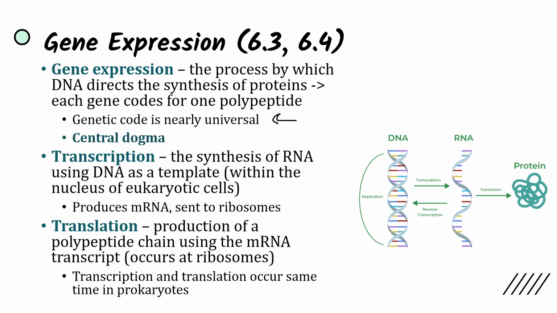And here we're going to be following the central dogma, which I brought up earlier. DNA is going to be replicated, transcription turns DNA into RNA, and RNA through translation becomes a protein. And so we're going to begin by talking about transcription, which is the synthesis of RNA using DNA as the template. And this happens in the nucleus, whereas in prokaryotes it's going to happen within the cell, but there's no nucleus there, and that's going to produce mRNA or messenger RNA, which is then sent to ribosomes to undergo translation, which is production of a protein chain using the mRNA transcript. And transcription and translation are going to occur at the same time in prokaryotes.